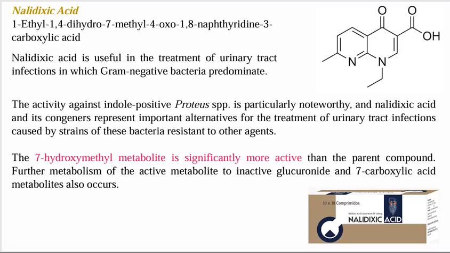In the previous video we had completed up to the drug nalidixic acid, which was first discovered in 1963, which had the naphthyridine scaffold and the 3-carboxylic acid, which was predominant in treating urinary tract infections caused by gram-negative bacteria, and the active metabolite of it is the 7-hydroxymethyl metabolite, which was significantly more active.